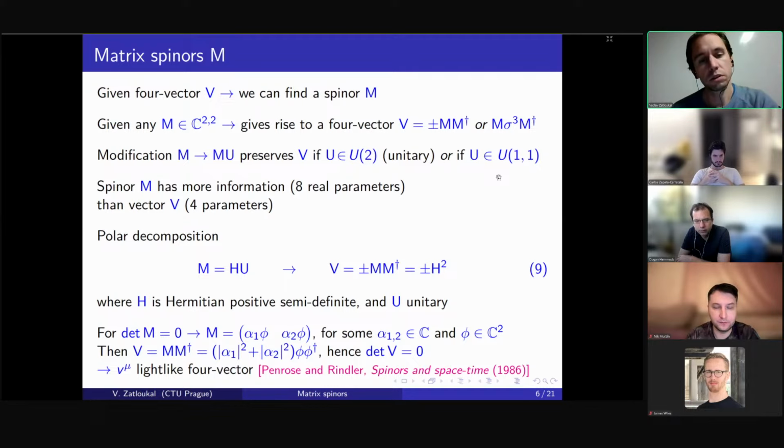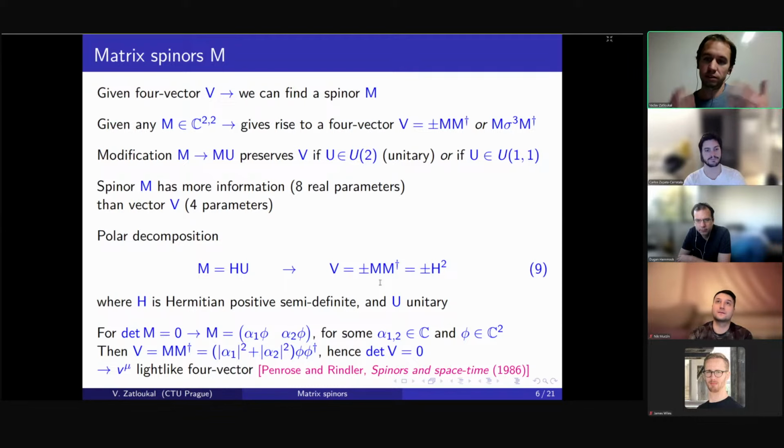Maybe a nice way to decompose a spinor is just a simple polar decomposition of a matrix. So you just write any matrix as a Hermitian, positive semi-definite matrix times a unitary matrix. And from this decomposition, one can see quite directly that if you form the time-like vector M M dagger, then only the Hermitian part takes place in the expression for V. So the unitary part is lost in the transition from spinors to vectors.